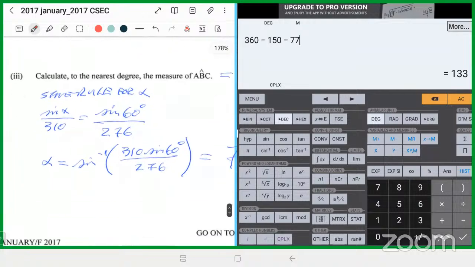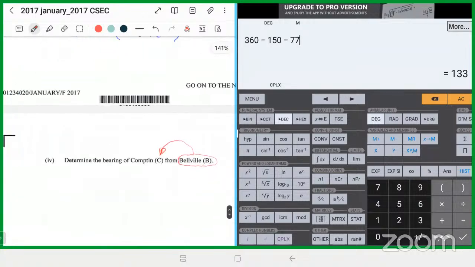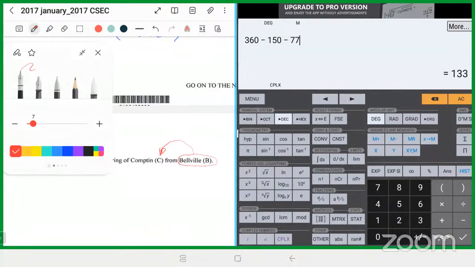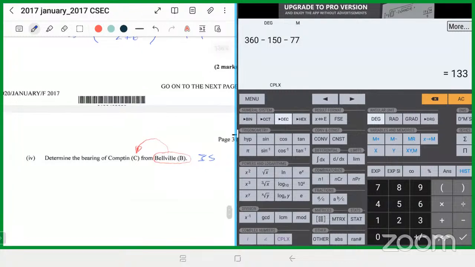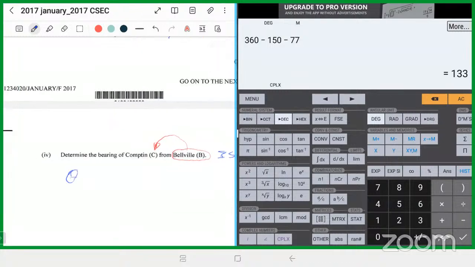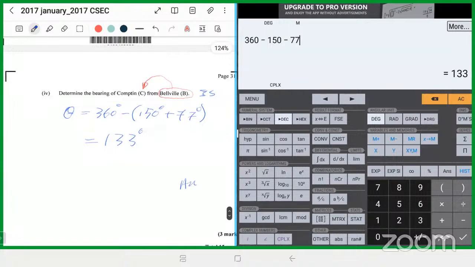133. So down here now, we want to set the bearing of it from that. I'm going to say it is theta on my diagram, which is 360 degrees minus the 150 that I have on my diagram and the 77 that I have on my diagram. And it becomes 133 degrees. And that's my answer right there. Already 3 digits. That's my bearing. 133 degrees. Done.